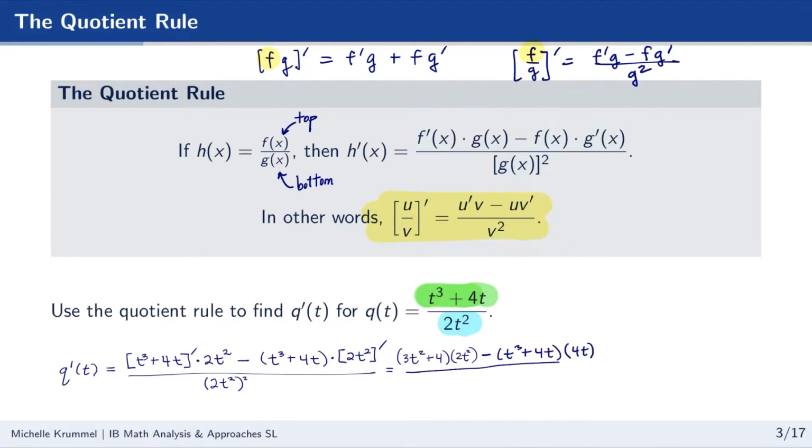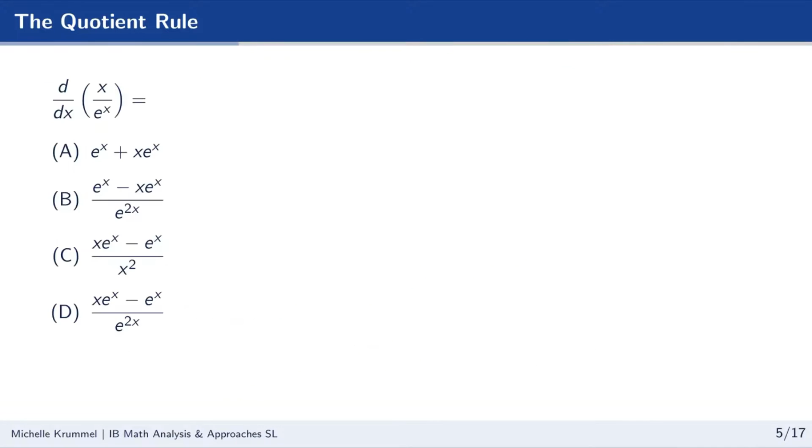And all of that over 2t squared, squared, which is 4t to the fourth. So that is my answer. Now, I certainly could simplify this some more. If I distributed terms, I might have some like terms that I can combine, but that is the answer to this problem. That is the derivative. So we're not going to take the time to simplify that here.